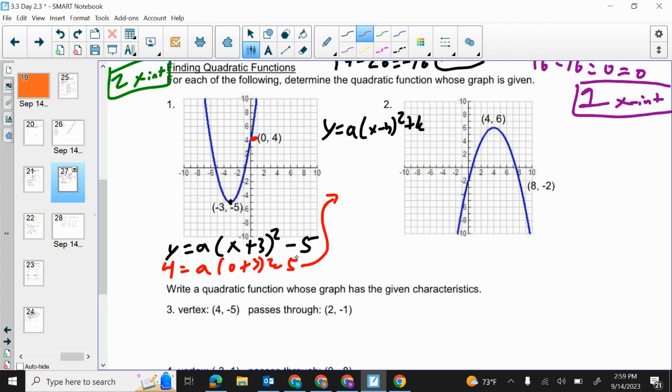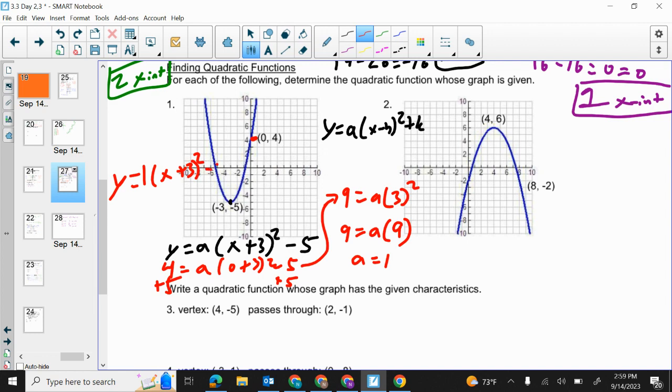So I'm going to add my 5 over, so I get 9 equals A times (0 plus 3) squared. 3 squared is 9, so this is 9A. Dividing 9 by 9, A equals 1. So it turns out the equation of my parabola is y equals 1(x plus 3) squared minus 5.